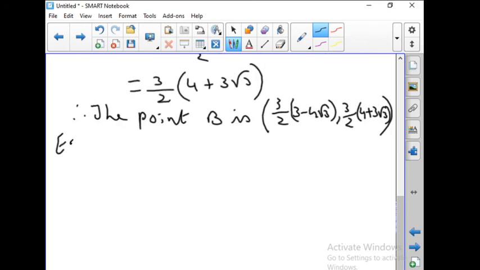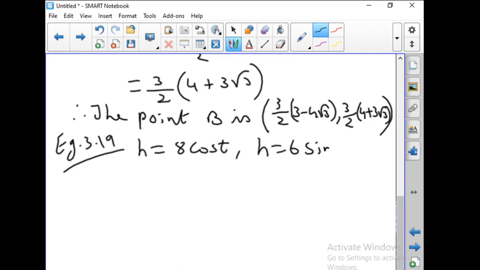Next example 3.19. So here, a ripple tank demonstrates the effect of two water waves being added together. The two waves are described as H is equal to 8 cos t and also H is equal to 6 sin t. So these are the two waves where t belongs to 0, 2 pi is in seconds and H is the height in millimeters above still water. Find the maximum height of the resultant wave and the value of t at which it occurs.